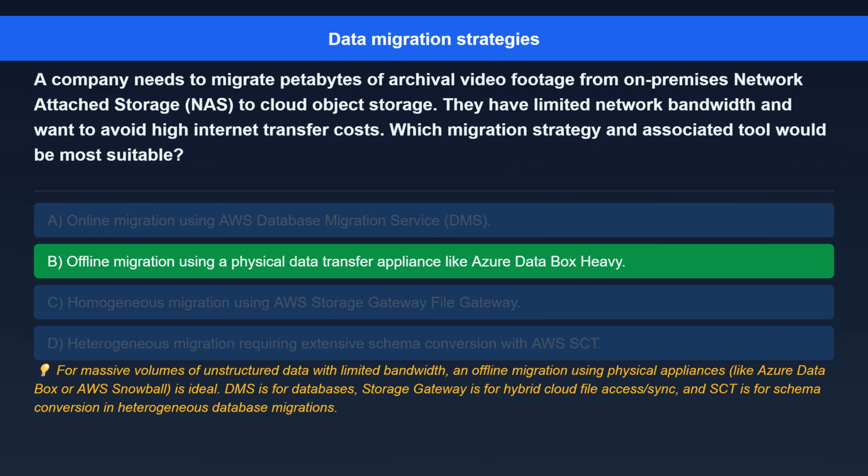The correct answer is offline migration using a physical data transfer appliance like Azure Databox Heavy. Here's the explanation. For massive volumes of unstructured data with limited bandwidth, an offline migration using physical appliances like Azure Databox or AWS Snowball is ideal. DMS is for databases. Storage Gateway is for hybrid cloud file access/sync. And SCT is for schema conversion in heterogeneous database migrations.